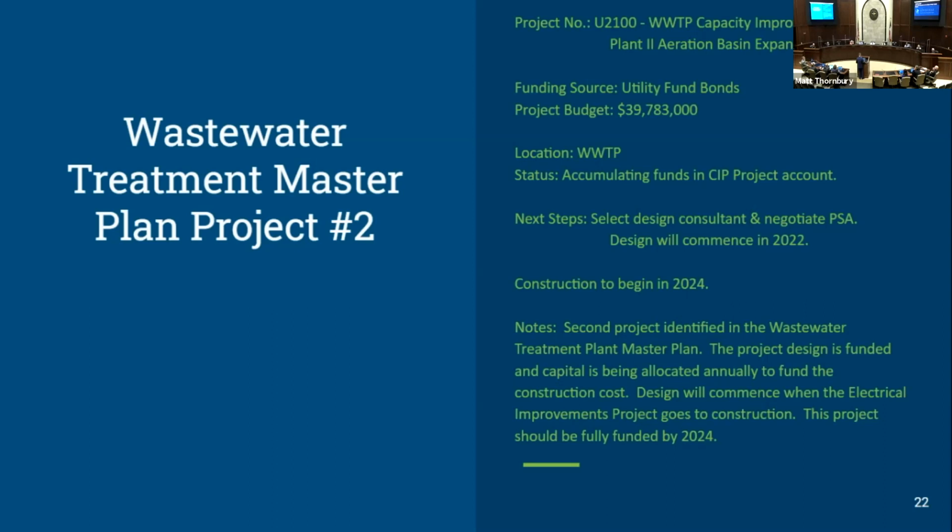So again, the second most critical piece. This is that part where we talk about that 75-90 rule, where we've exceeded 75% of the rated plant capacity on our average flow. Once we hit 90, we need to be under construction on this. So we're expecting to have that full funding in place by 2024 to be able to begin this construction project.